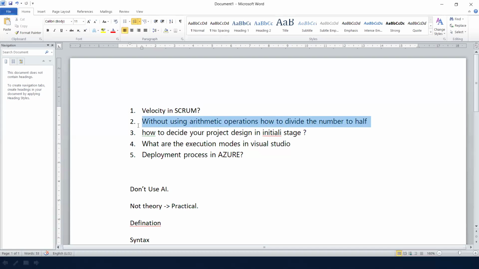This is normal arithmetic. So without using arithmetic operator, how to divide the number to half? Okay, normal basic one. So how to decide your project design in the initial stage? This is from the Ramya, right? So Ramya, what was your answer at that time?